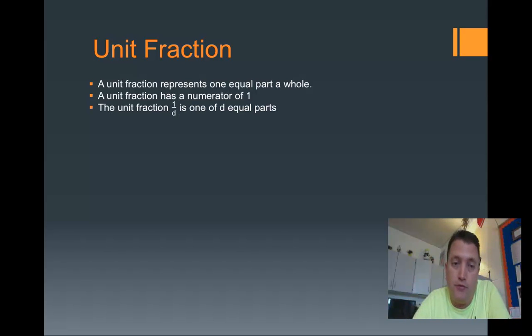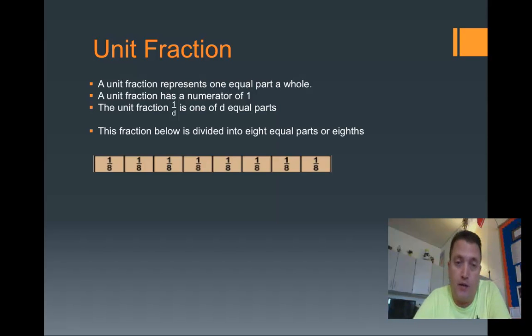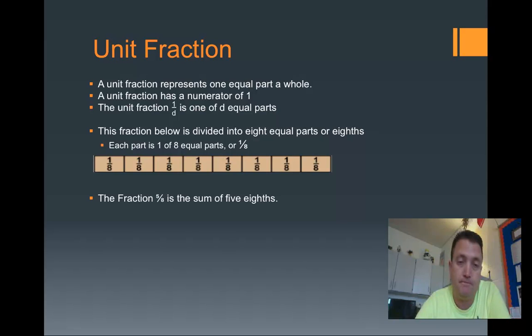Now, the unit fraction 1 over d is one of d equal parts, where the d equals the denominator. So it could be any number of parts that were cut up down there. Don't be confused by that, I'm just telling you how we write unit fractions. Remember, the key is the numerator is 1. Okay? Now, the fraction below is divided into 8 equal parts, or eighths. So you can count those if you don't believe me. Each part is one of 8 equal parts, or 1/8. Remember, it's equal parts. Each one of those is 1/8 of the whole.